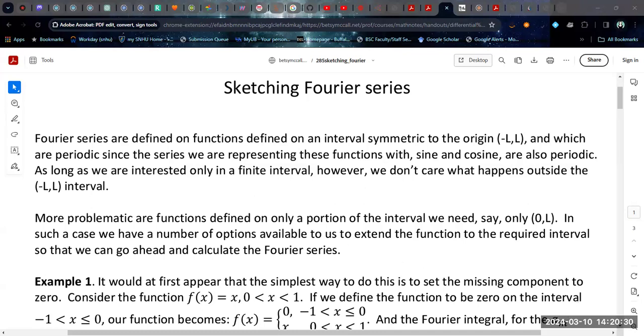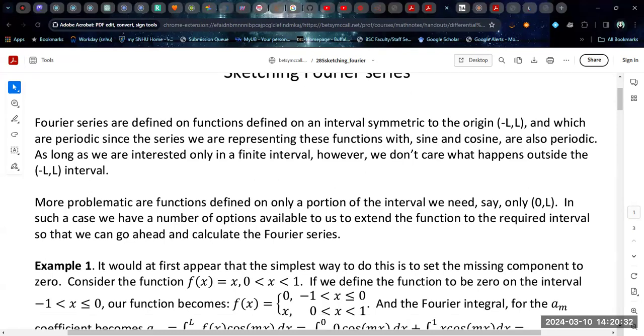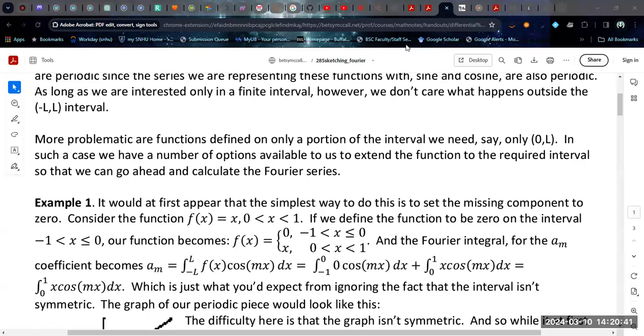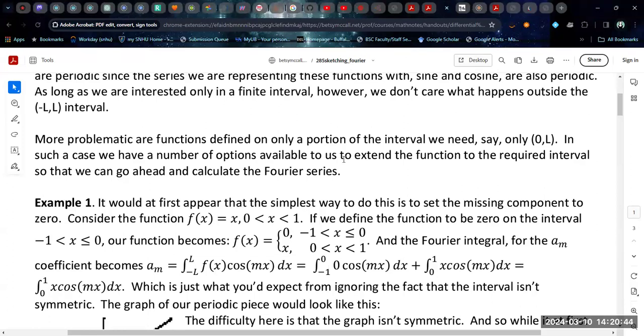Now, when we encounter functions that are not defined on that entire interval between negative L and L, for instance, perhaps they're only defined for half of the interval, say between 0 and L, then we run into some issues because we have to use the definition of the Fourier series, which is defined on an interval twice that long. So we have a couple of options available to us. We want to try to extend our function so that it applies on the entire interval negative L to L, where the Fourier series is going to be calculated. We're going to go through what some of the options are and what some of those consequences are.